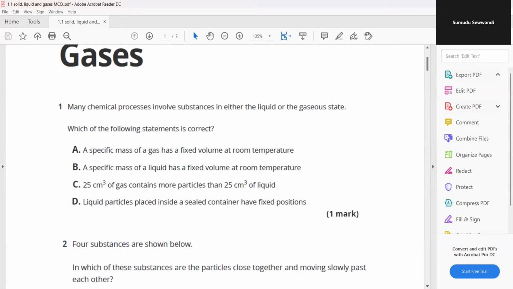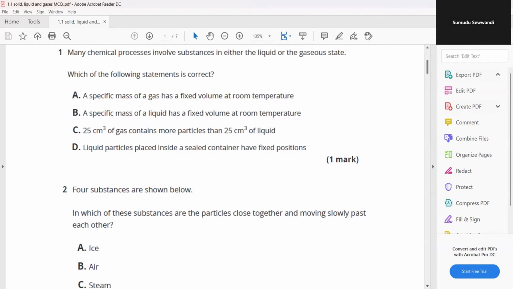D. Liquid particles placed inside a sealed container have fixed positions. This is incorrect. Liquid particles can move and slide past each other. They do not have fixed positions. Therefore, the correct statement is, a specific mass of a liquid has a fixed volume at room temperature.